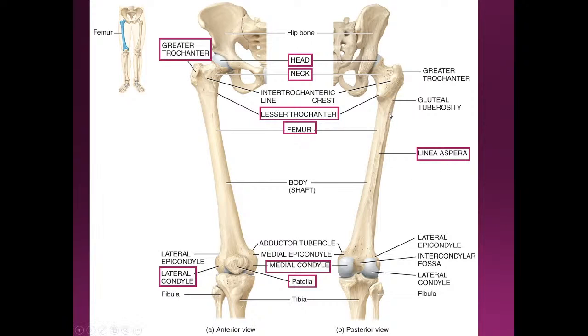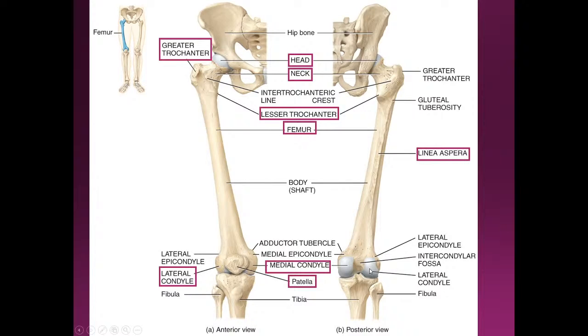Good. Here's the linea aspera. It's a prominent line that travels most of the length of the diaphysis. Then down distally, you have the medial and lateral condyles. Okay, medial and lateral. And then you have the medial epicondyle and the lateral epicondyle. Epi means above, and so the epicondyles are above the condyles.